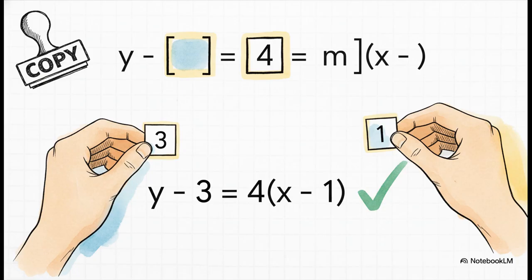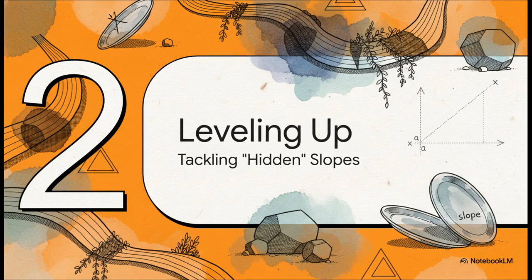Step 3, we write the new equation. Now, the easiest way to do this is almost always the point-slope formula. You just plug in your new point and your new slope. So we take our slope of 4, our point (1, 3), and boom, there's our answer. y - 3 = 4(x - 1). Done.